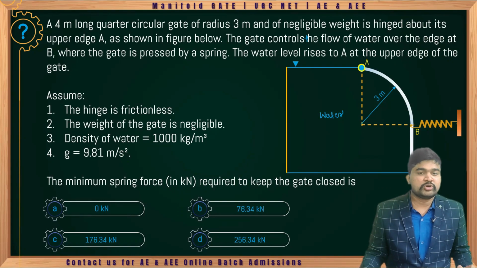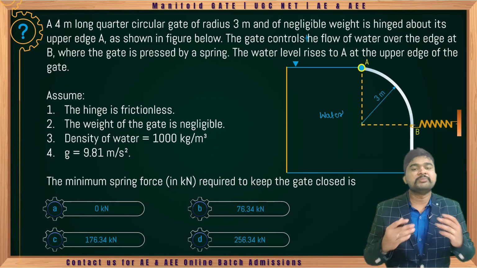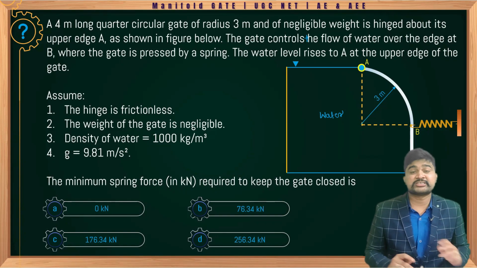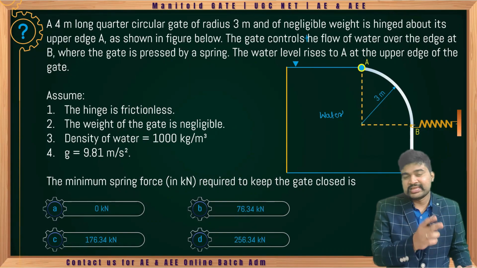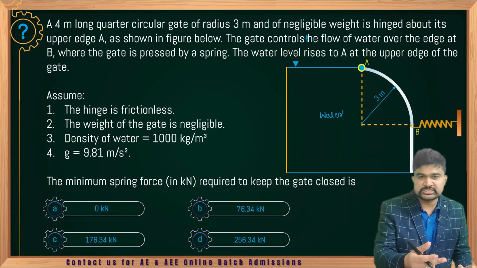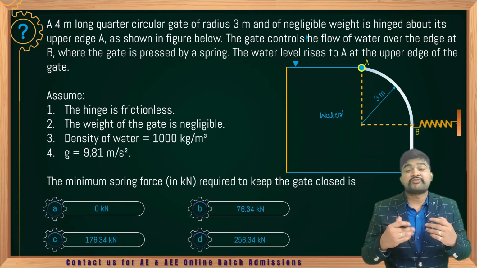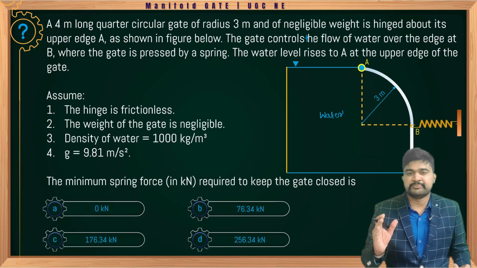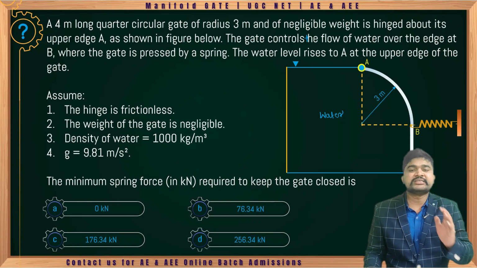For that, you need to draw a free body diagram for the entire system. Then you can apply equilibrium equations to determine the magnitude of spring force. First, we determine the hydrostatic pressure force acting on the curved surface in x direction. After that, the hydrostatic pressure force in y direction. Both we need to determine. After that, the line of action or point of action of FH and FV. Then you can draw the free body diagram for the given system.